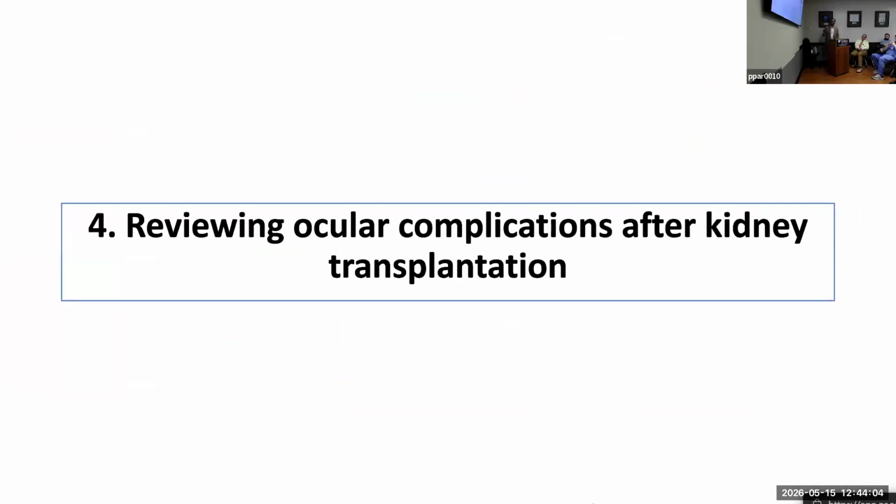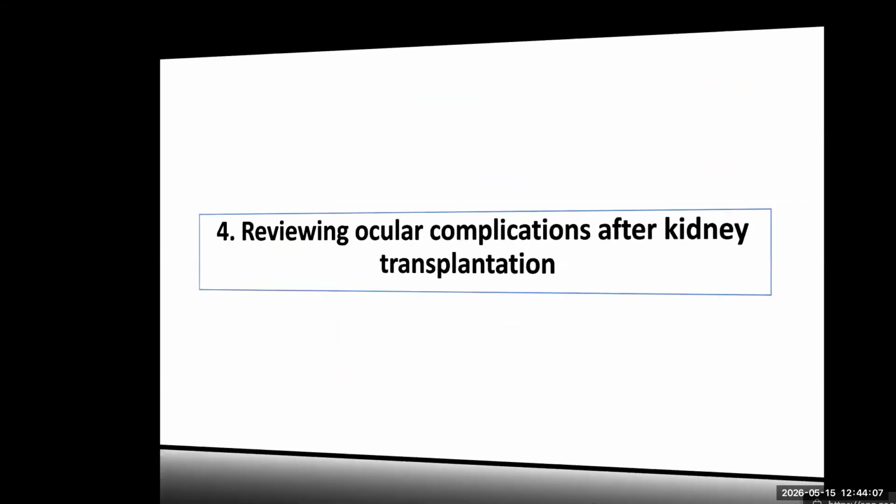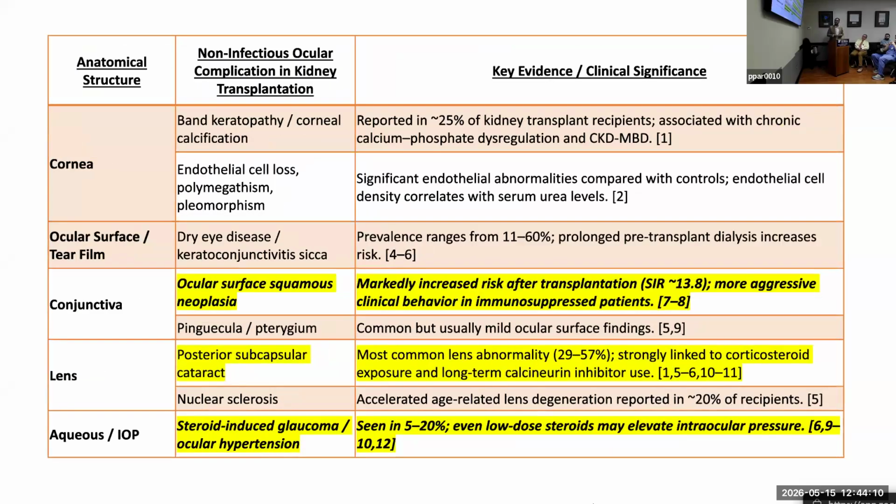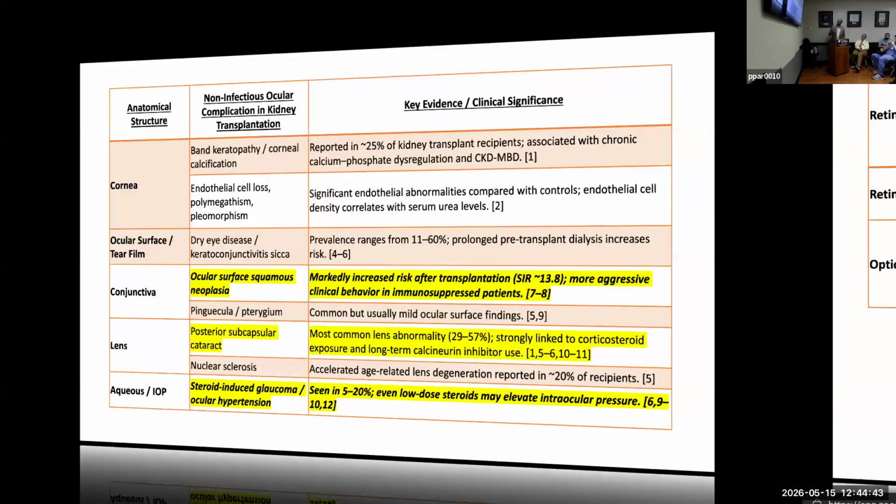So now this is for kidney transplant patients. Why are we worried about all this? There are a couple of complications that we see after a solid organ kidney transplant. The most important, I thought, is first conjunctival ocular surface squamous neoplasia, which is high in risk after transplantation, with more aggressive clinical behavior in immunosuppressed patients. Posterior subcapsular cataract is one of the most common vision problems in patients on steroids and CNIs. Steroid-induced glaucoma is seen in 5 to 20%, even with low doses of steroids.